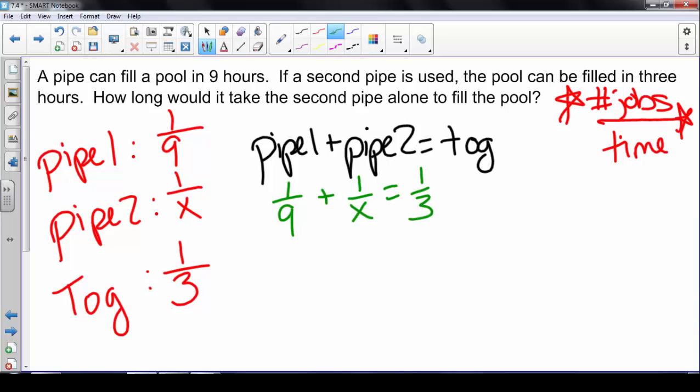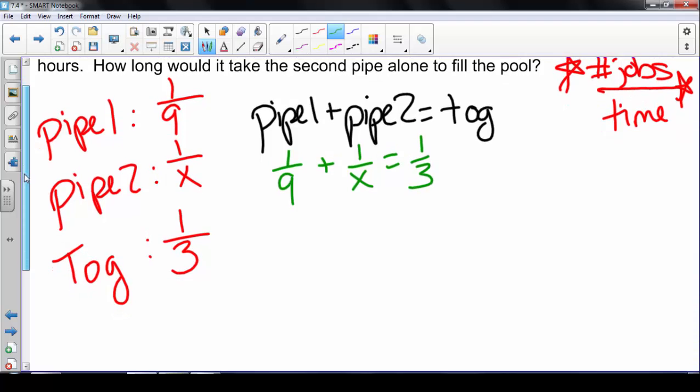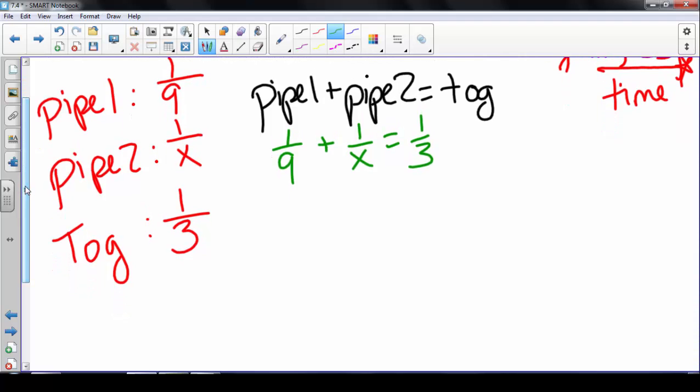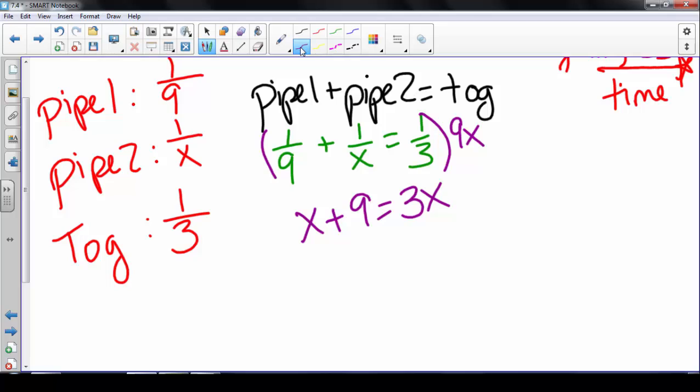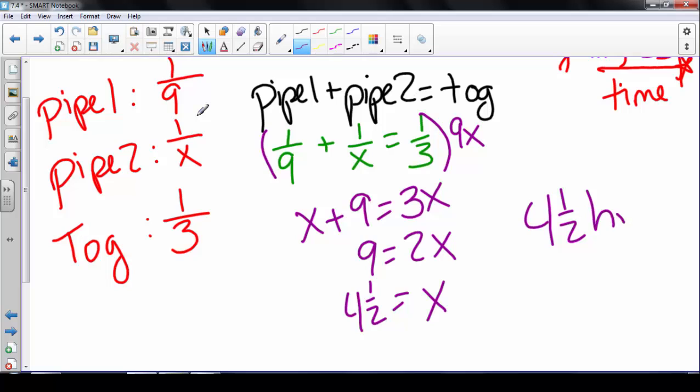And with these problems, the setup is the hard part. Once you get the equation, these are easier than the ones we were just doing. So in this case, your common denominator is going to be 9x once you do your multiplying and dividing out. So pipe 2 can fill the pool in 4.5 hours if it was working alone.